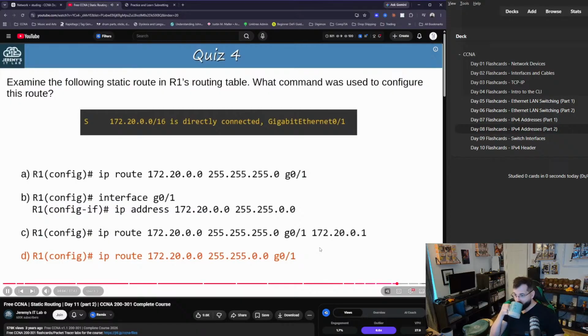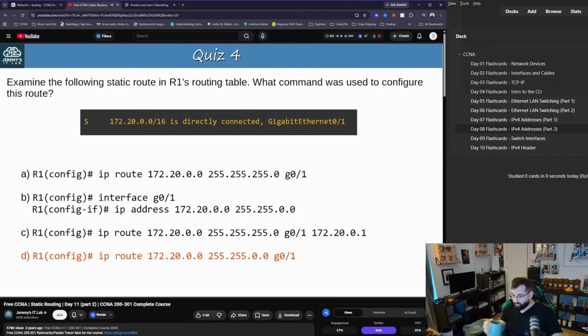255.255.0.0 G0/1. The route states that the network is directly connected, so you might think it's a connected route added automatically by configuring an IP address, as in option B. However, that is wrong for 2 reasons. First, the route has the code S, so it must be a static route. A connected route would have a code of C. And secondly, 172.20.0.0/16 is a network address. You can't configure a network address on an interface, so the IP address command in option B would not work.